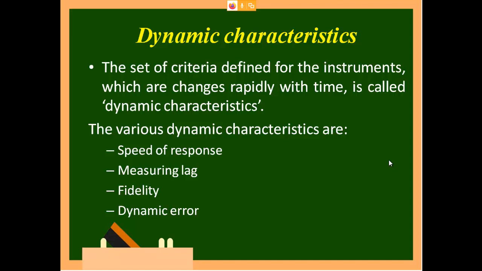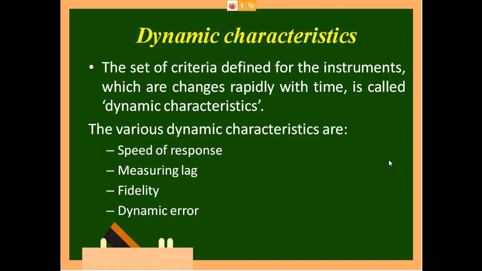Various dynamic characteristics are speed of response, measuring lag, fidelity, then dynamic error. I think all these terms you are able to understand with respect to dynamics. We have not spoken about these with respect to static at all, because in static there is no speed of response, since you are reading only at a particular value. Measuring lag is this: your reading is gradually varying, and for this variation, what is the lag, how is it trying to go and catch it.